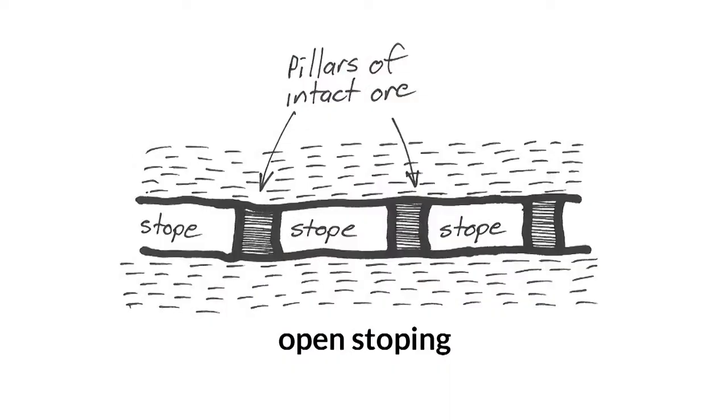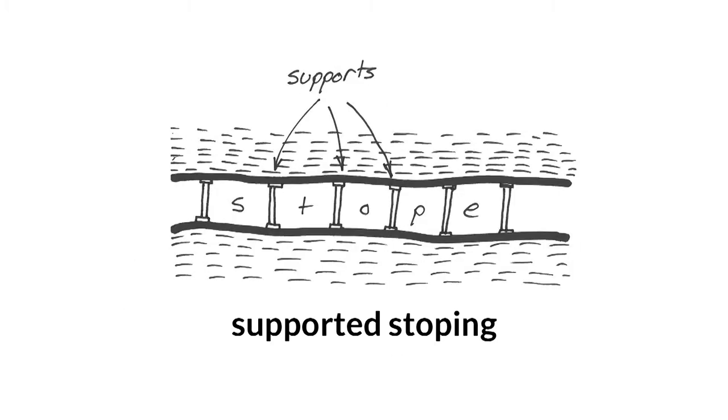In order to keep a stope open, something must hold up the roof when the ore is removed. There are two basic ways of achieving this. Open stoping is where pillars of ore between the stopes are left behind. Supported stoping is where artificial supports are installed between the stopes to support the roof, allowing the pillars between the stopes to be removed. We will look at these approaches in greater detail in the next topic.